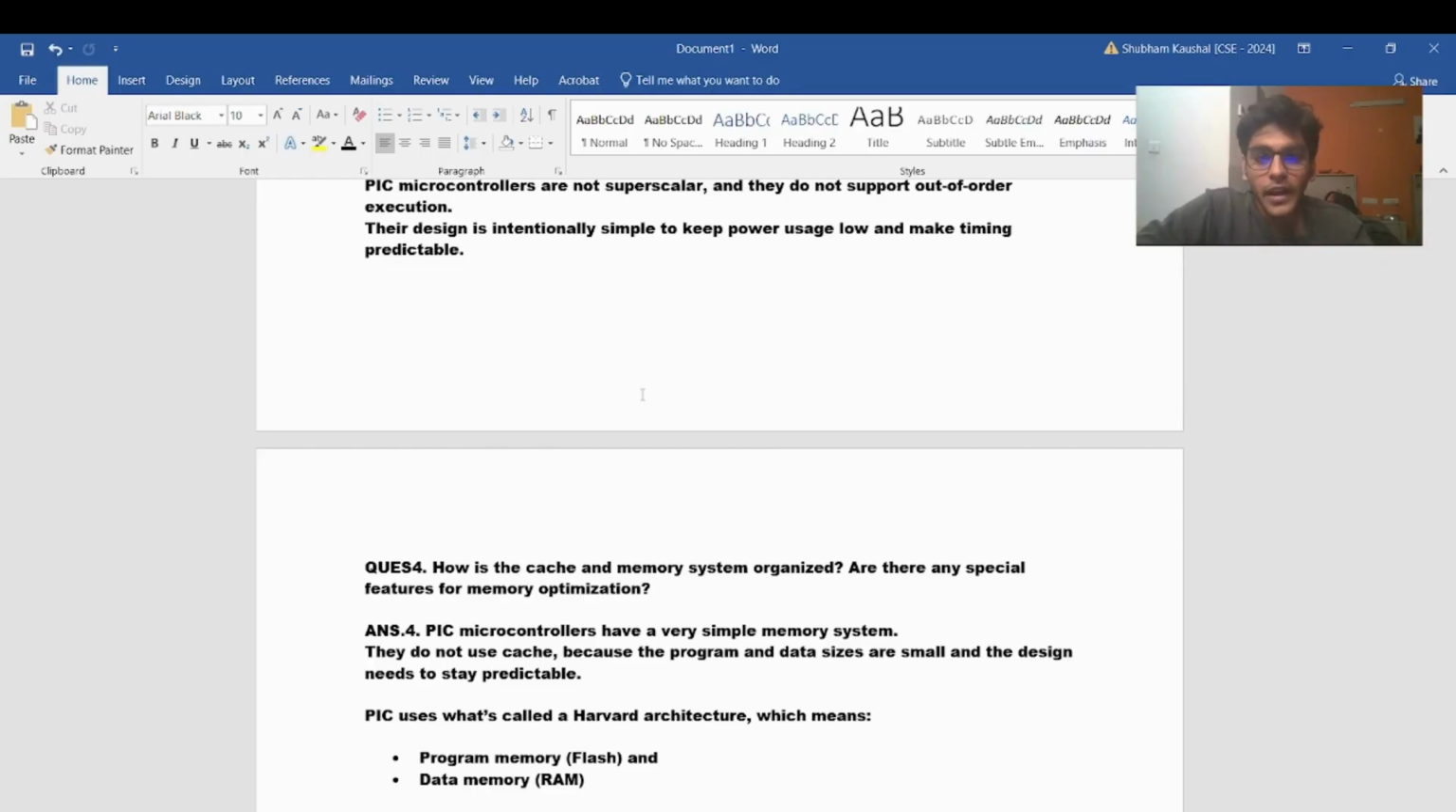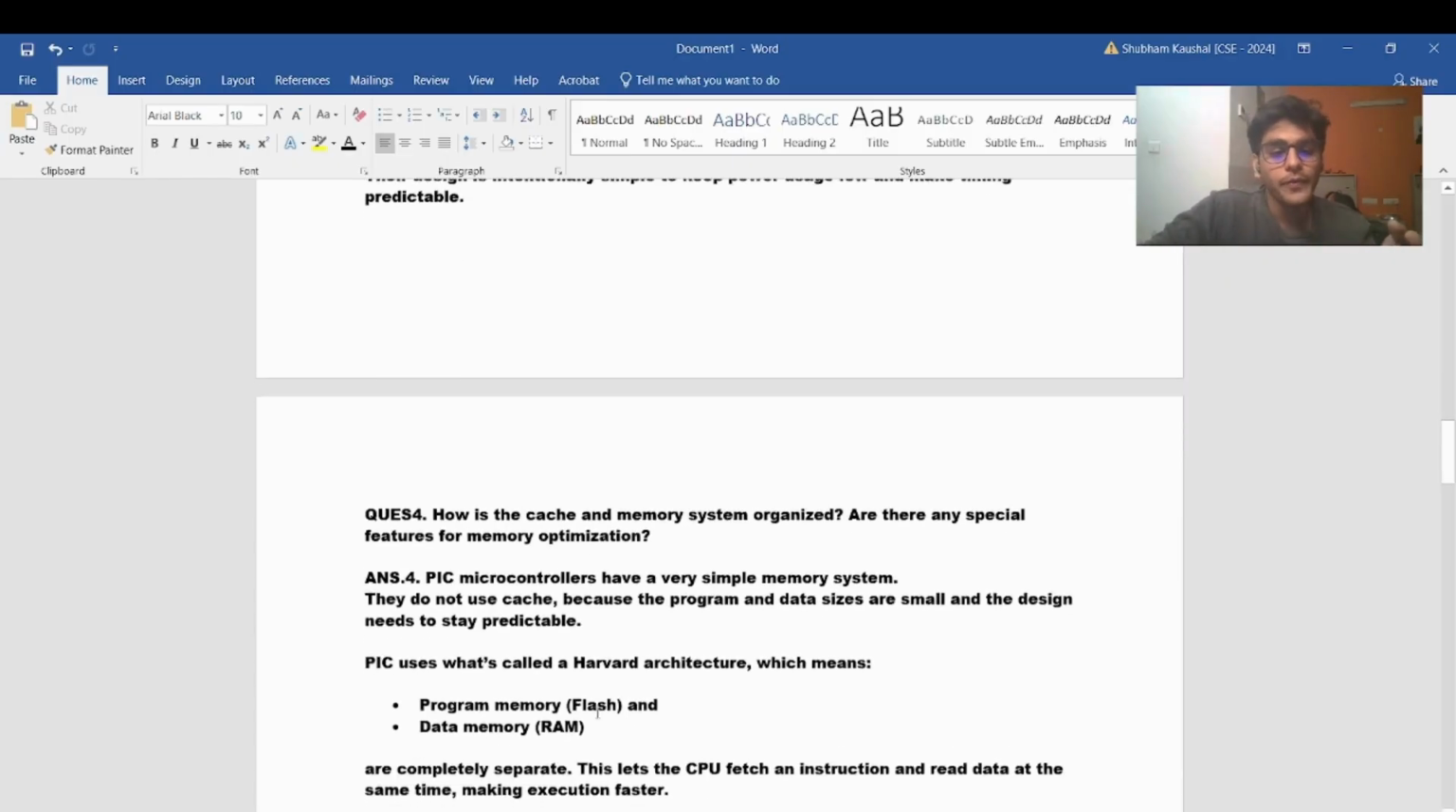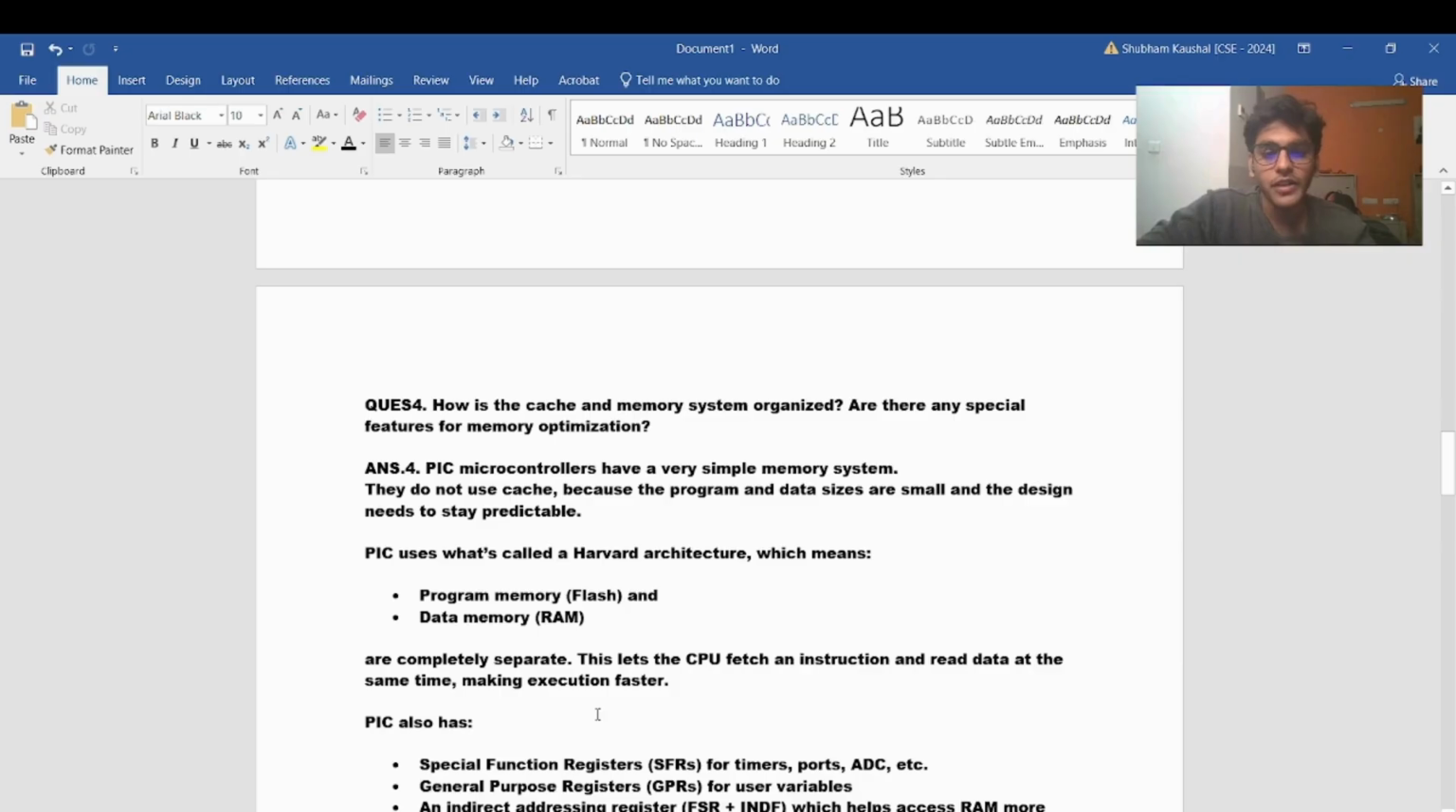It has the RISC architecture and the memory systems are very well organized. The PIC uses the Harvard architecture, which means that it is divided into program memory and data memory. So they are completely separate in the CPU. So the CPU fetches the instruction and reads the data at the same time. So because these things are happening simultaneously, the execution is much faster.